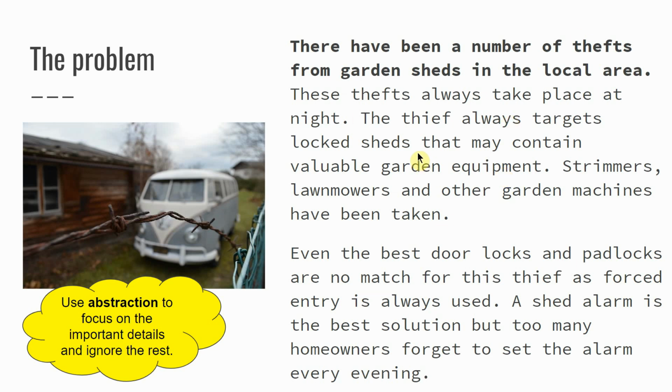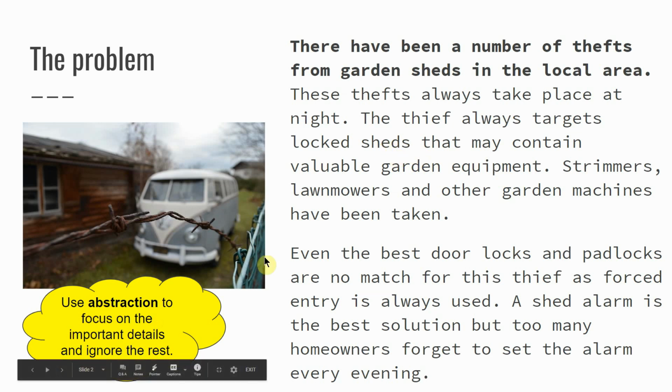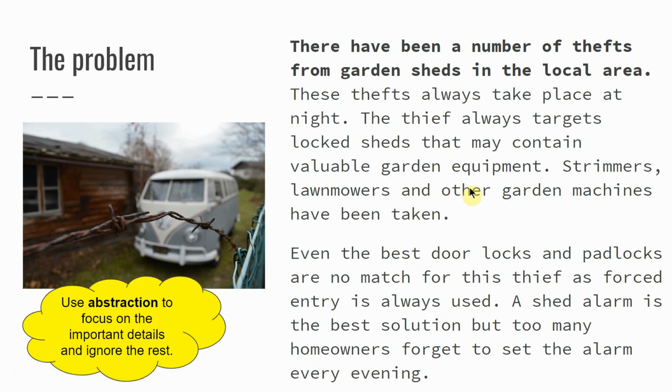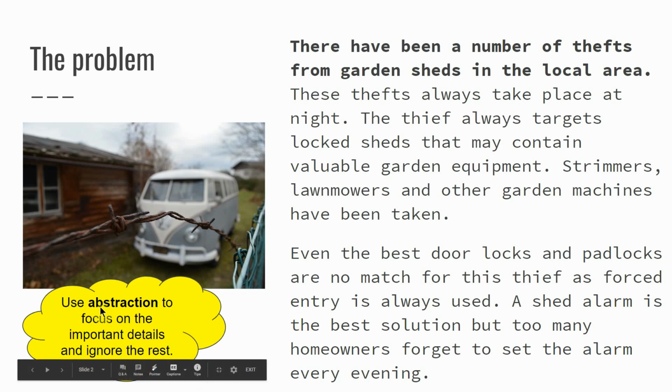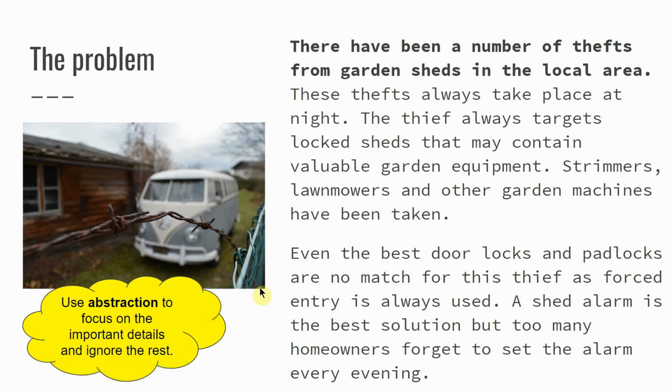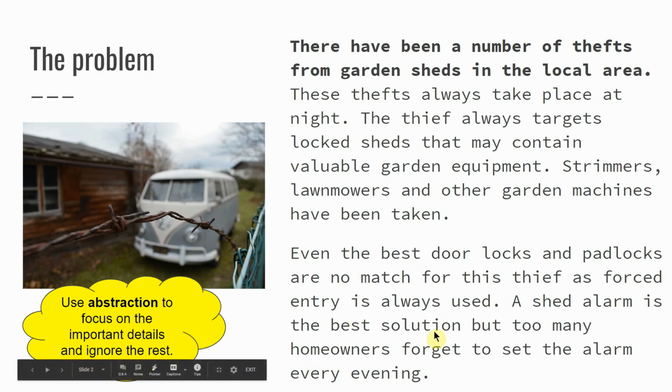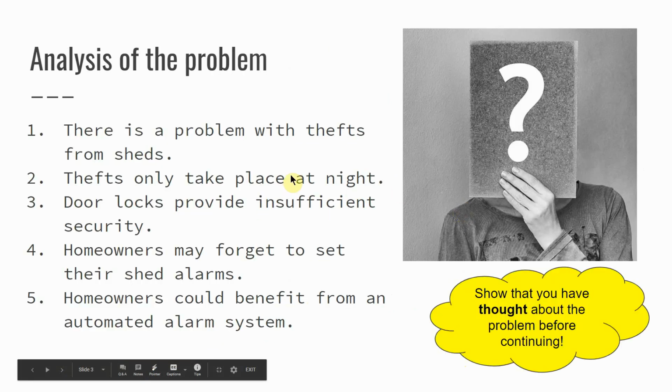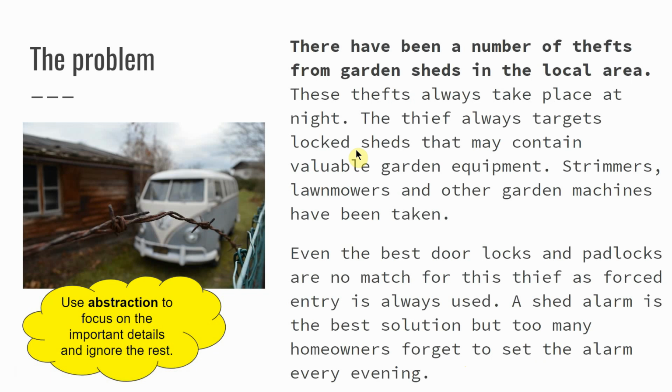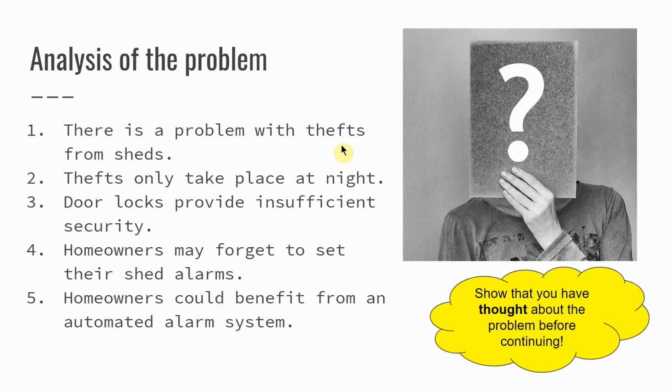So having identified a problem or scenario for the problem, you should then move on to use something called abstraction, which focuses only on the important details. For example, does it matter if it's a strimmer or a lawnmower being stolen? Probably not. Does it matter that the thefts only take place at night? Yeah, that might be key. So we're going to be using abstraction just to focus on the important details. Another very important detail here is that the homeowners are forgetting to set their shed alarm. Okay, so the next stage, in fact, let's just go back. That is the problem, and next we try to analyze the problem in more detail.